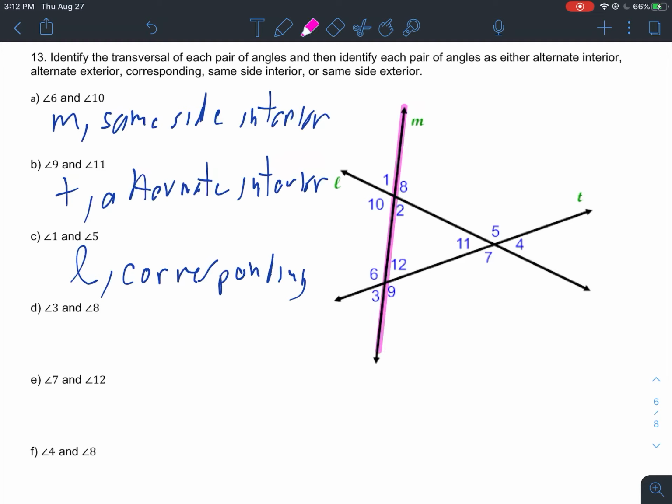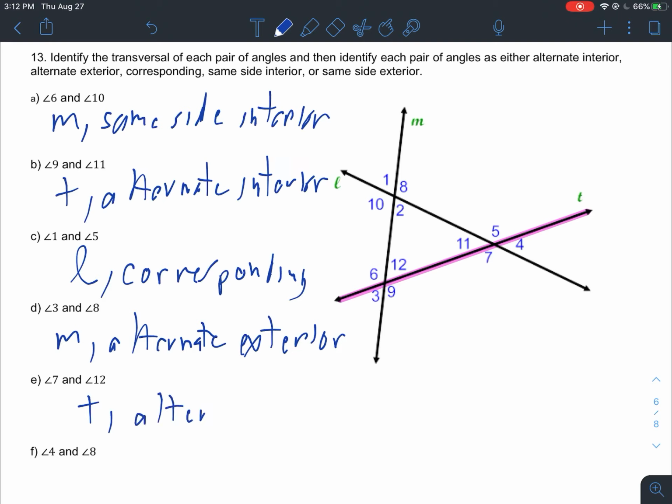3 and 8 are both on M. They're on different sides of M, and they're both outside the other lines. That would make them alternate exterior. 7 and 12 are both on this line, T. They're on different sides of T, and they're both inside the other lines. That would make them alternate interior.